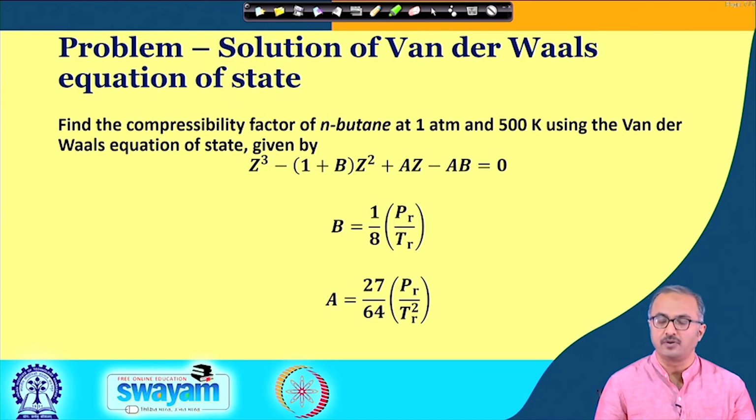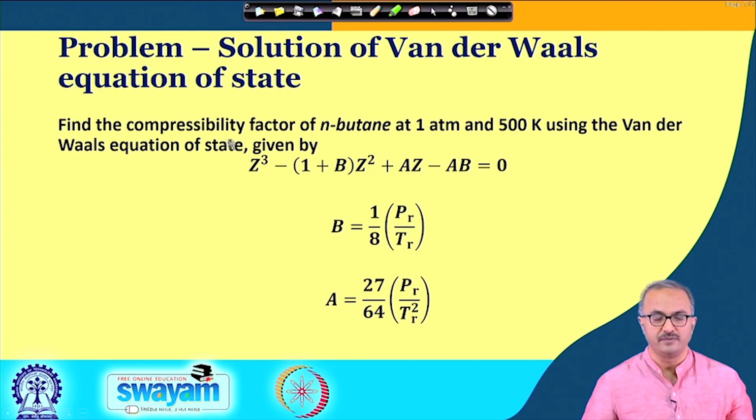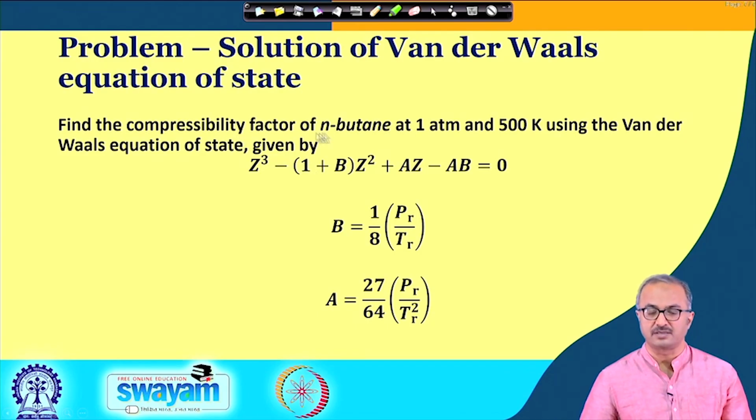For your understanding and for demonstration purposes, we have taken the van der Waals equation of state, but this is not restricted to this particular equation of state. Here we have to find the compressibility factor for n-butane at 1 atmosphere and 500 K using the van der Waals equation of state.